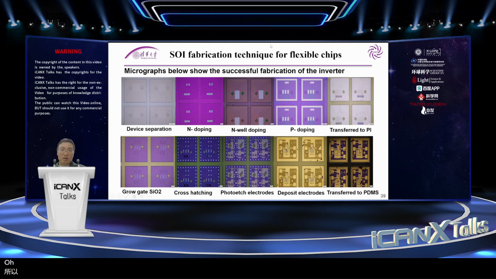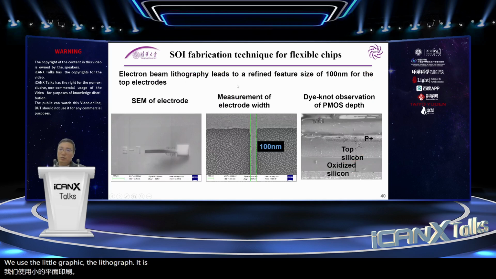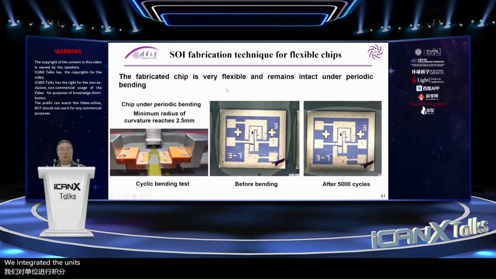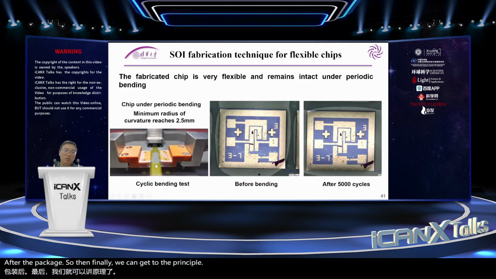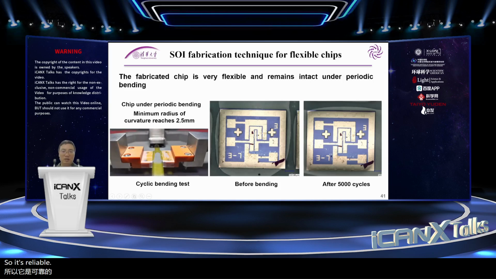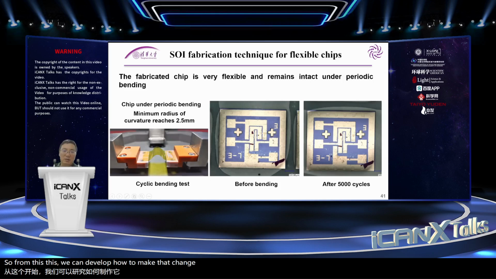During the fabrication, we use lithography. The lithography leads to a refined feature size of about 100 nanometers for the top electronics. This is the SEM picture of the electronics, so we can measure the electronic widths. We can also give the cross-section picture of the device. Finally, we integrated the units onto a flexible substrate after packaging, and then we get the flexible chips. The flexible chips are reliable under periodic bending. So from this we can see how to make the chip flexible.